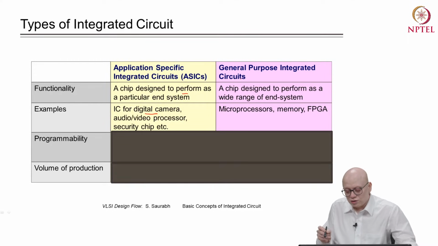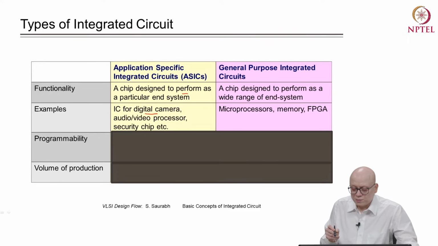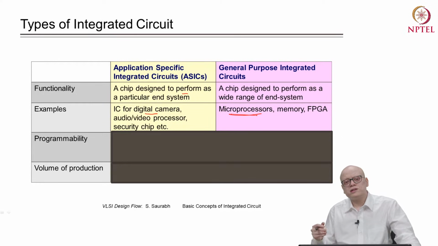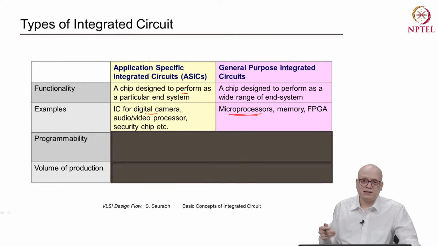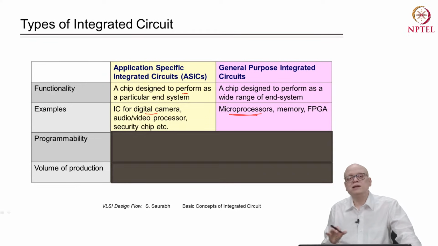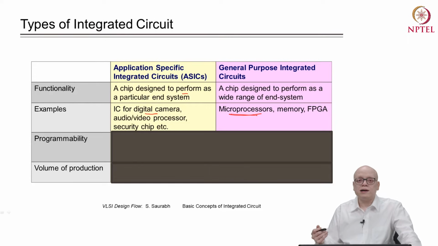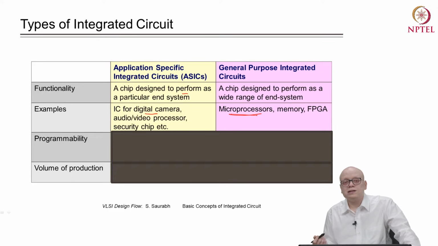a few examples of general purpose integrated circuits are microprocessors. So, we know there are many types of microprocessors and we can use microprocessors for many different applications. And similarly memory can also be used for many applications, or an FPGA chip. Then using an FPGA we can realize many different functions or functionality. So, microprocessors, memories and FPGAs are examples of general purpose integrated circuits.